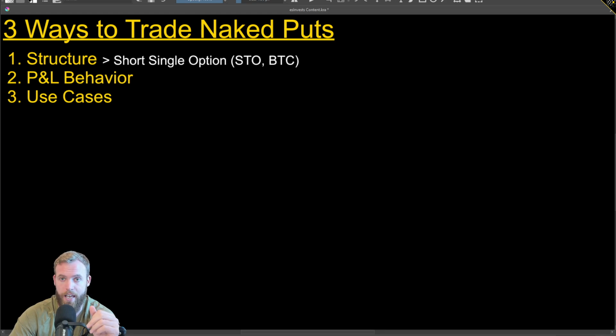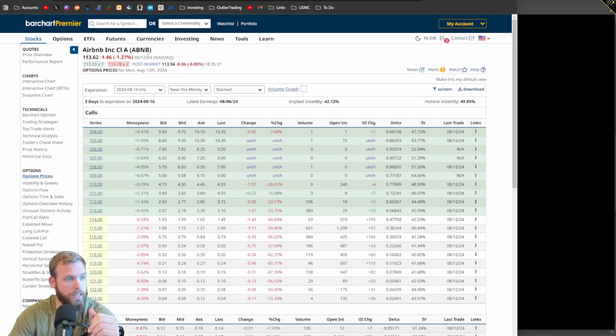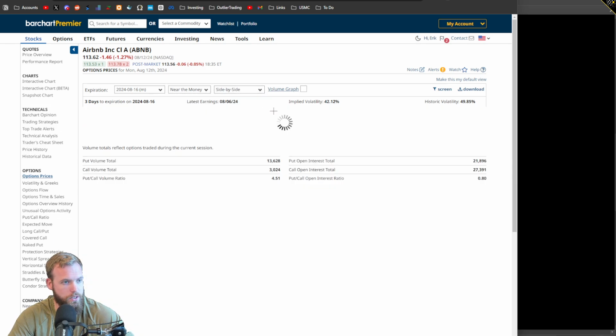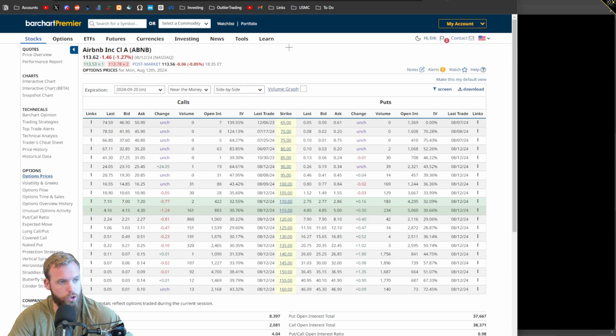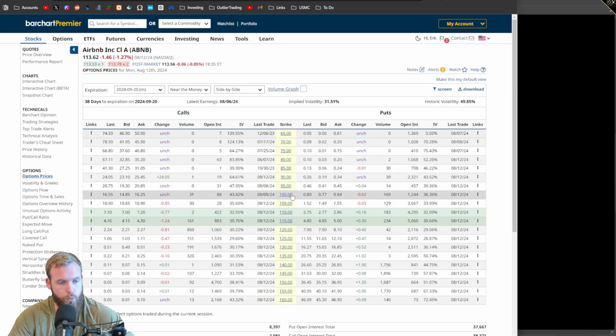So let's take a look at an example together here in Airbnb. And if we take a look at, let's do these side by side. And if we take a look at this expiration cycle, we'll go a little further out to the 20 SEP. And let's take a look at these 100 strike options, and let's look at the put side over here. So in this case, if you sold a cash secured put here, that means that you would need to have the capital available to buy 100 shares of Airbnb if you were assigned at 100, which would be $10,000. That's cash secured or covered.